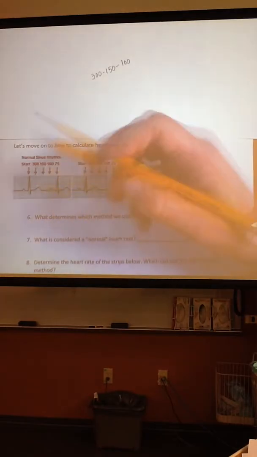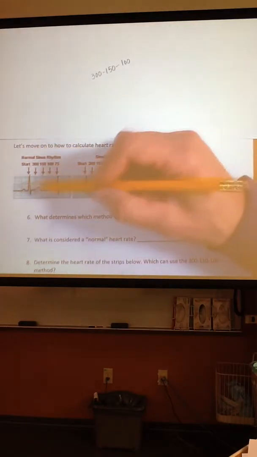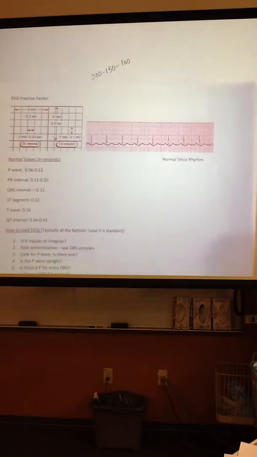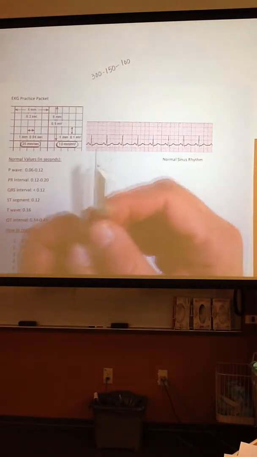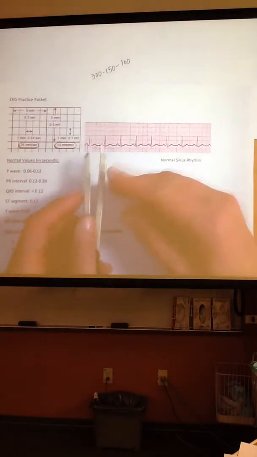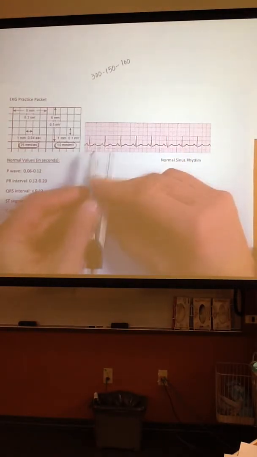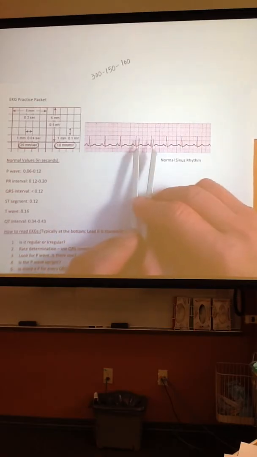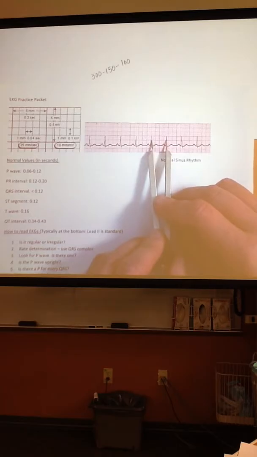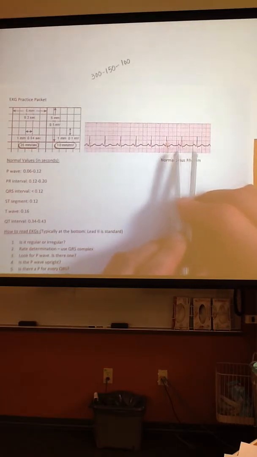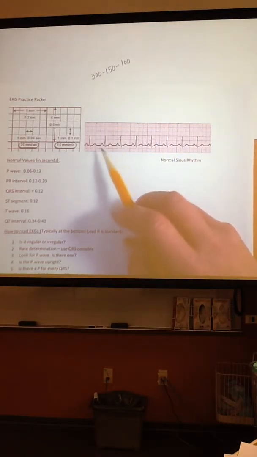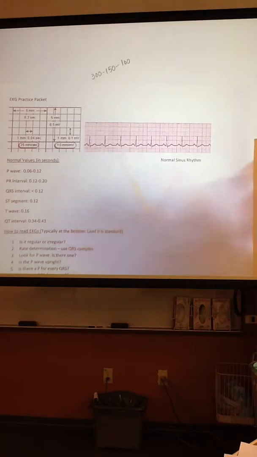First look at your strip and determine if it's regular. Here's a strip that's regular. I have some calipers here, and I can open them up and see that the R to R interval is consistent. The R's are the same distance apart. So I know that this is a regular rhythm.